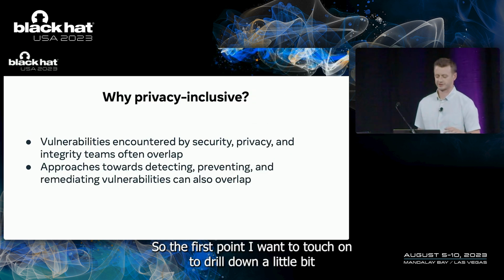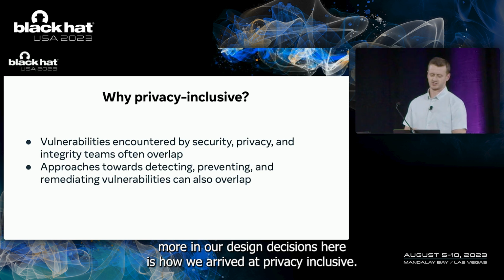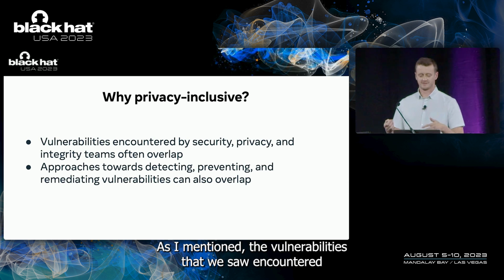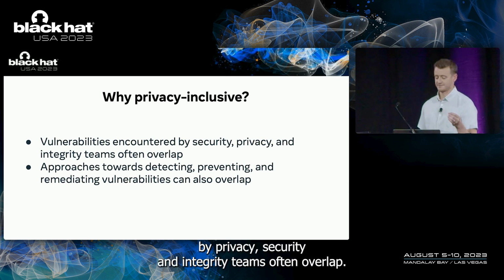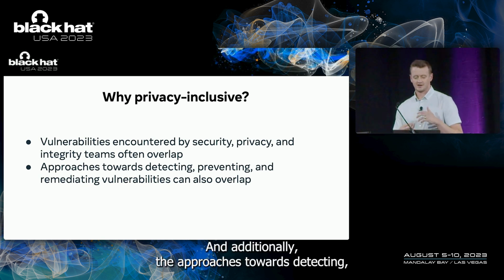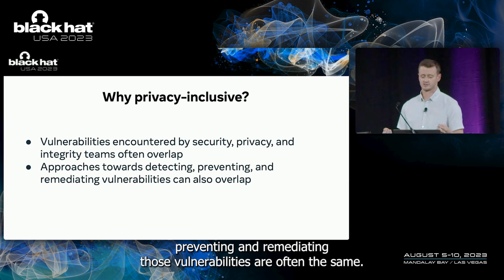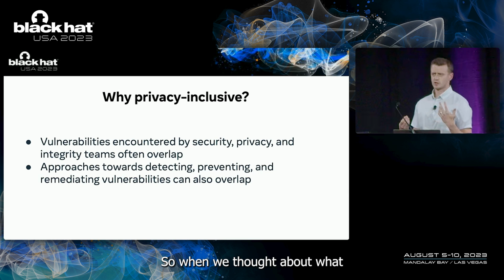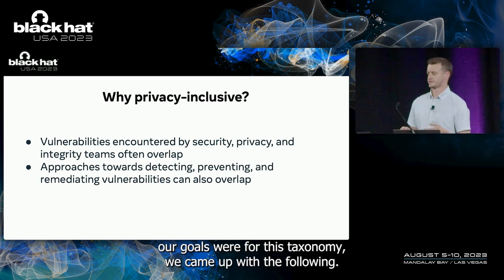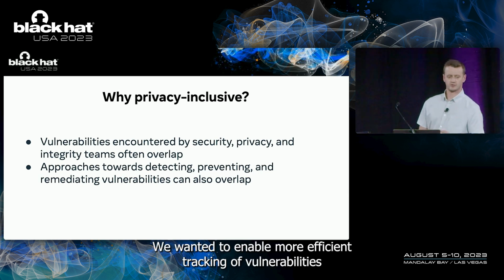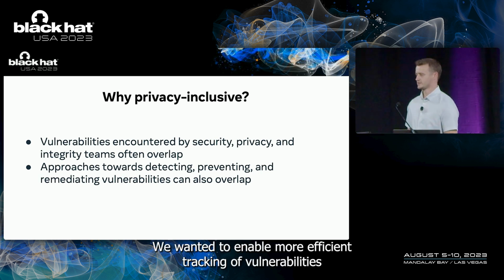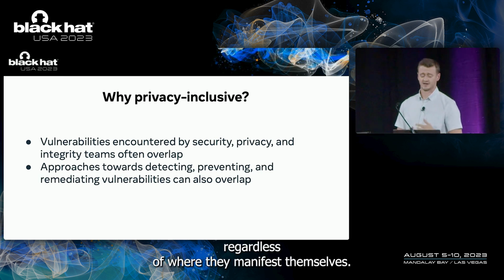So the first point I want to touch on to drill down a little bit more in our design decisions here is how we arrived at privacy inclusive. As I mentioned, the vulnerabilities that we saw encountered by privacy, security, and integrity teams often overlap. And additionally, the approaches towards detecting, preventing, and remediating those vulnerabilities are often the same. So when we thought about what our goals were for this taxonomy, we came up with the following. We wanted to enable more efficient tracking of vulnerabilities regardless of where they manifest themselves.